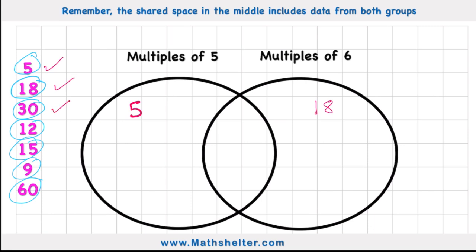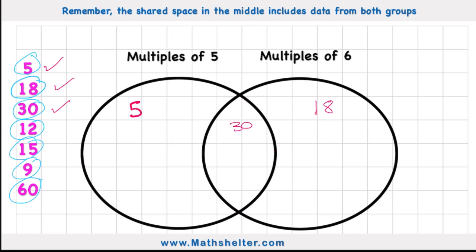What about 30? 30 is a multiple of 5. 5, 10, 15, 20, 25, 30. So I could put it in the multiples of 5. But it's also a multiple of 6. 6, 12, 18, 24, 30. So I could put it in here as well. But what we now know is this means it's going to live in this shared area because it has a relationship between both of our circle titles. So 30 actually lives in the shared area.